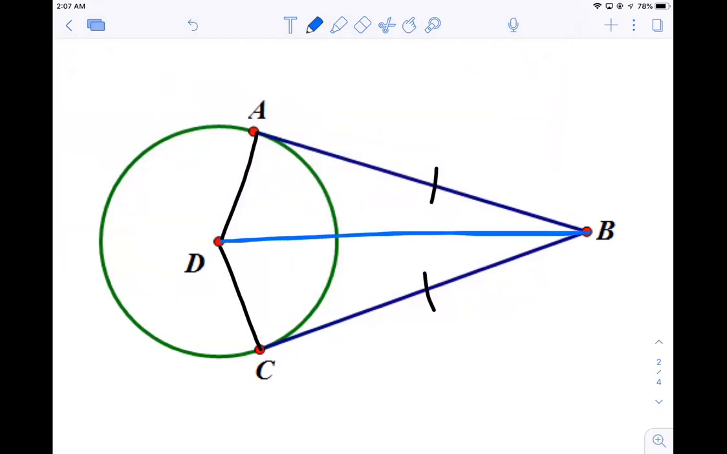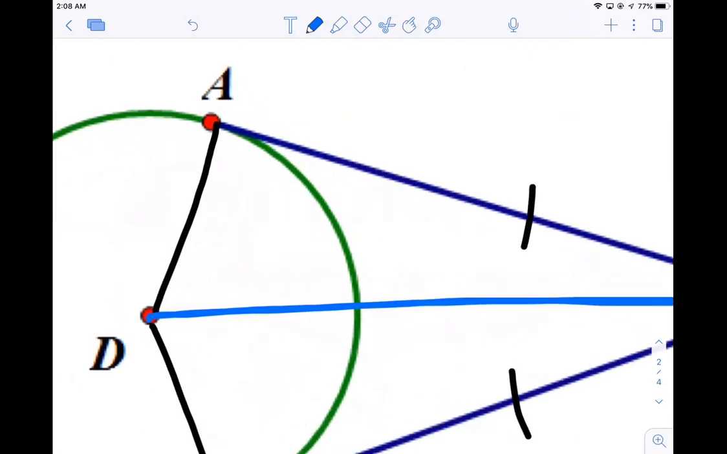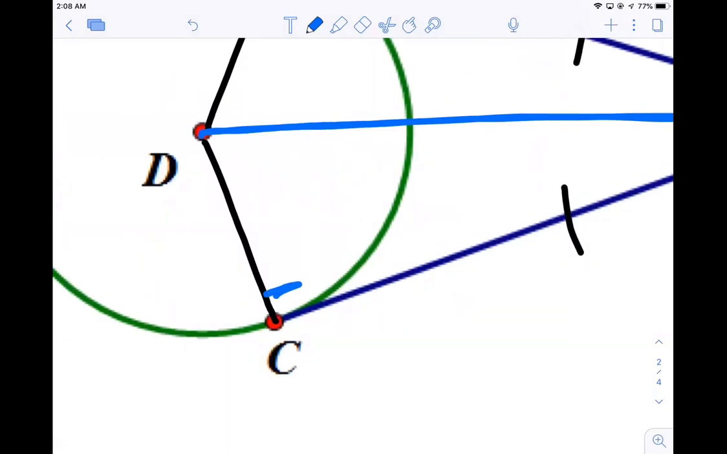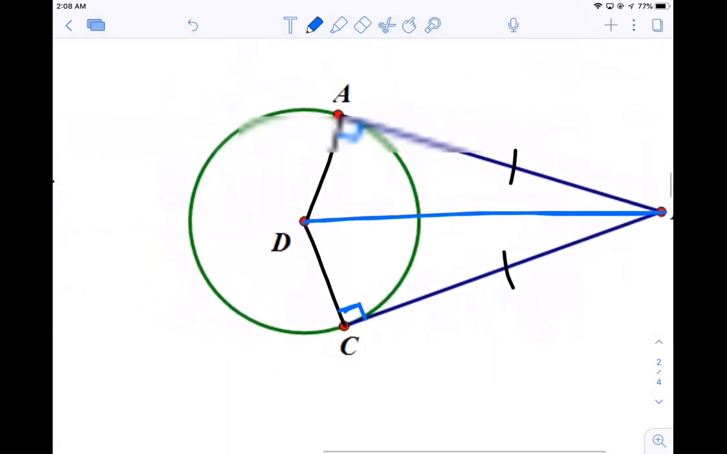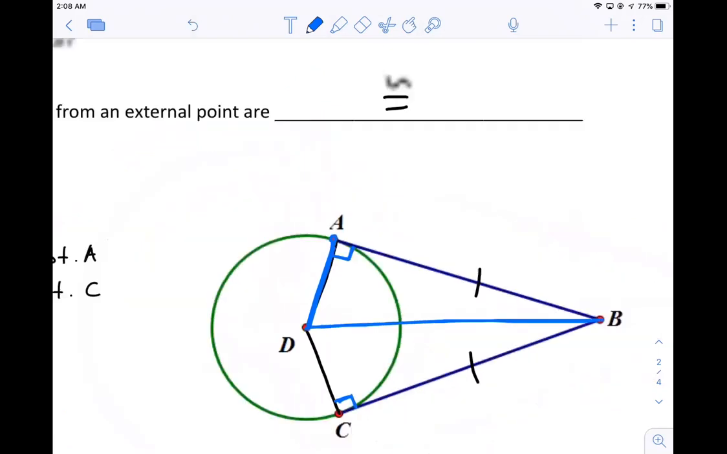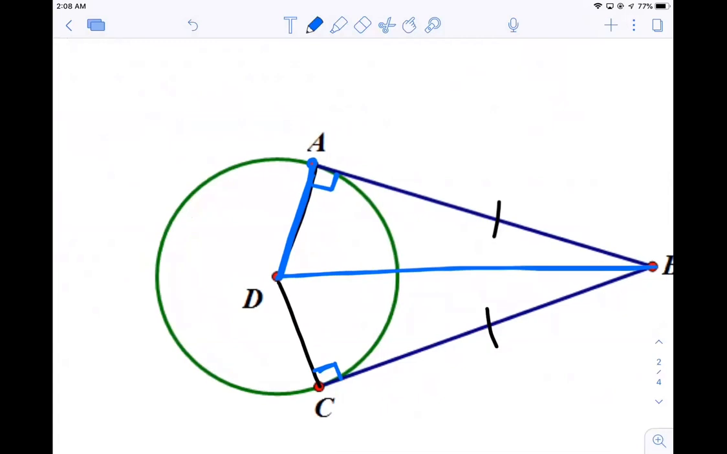All right, drawing that in, now I see I have two triangles. And what kind of triangles are ABD and BDC? Well, they are right triangles because those are right angles. We know tangents are perpendicular to the radii drawn to that point of tangency. So if those are both right triangles, let's see what else we can prove.